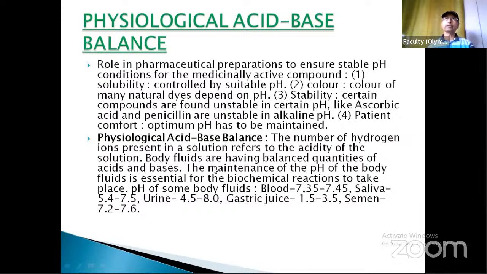The number of hydrogen ions present in a solution determines the acidity of the solution. You know that pH is the negative logarithm of the hydrogen ion concentration. So in a system, the number of hydrogen ions will determine its acidity. Now body fluids have balanced quantities of acids and bases, and the maintenance of the pH of the body fluids is essential for biochemical reactions to take place.